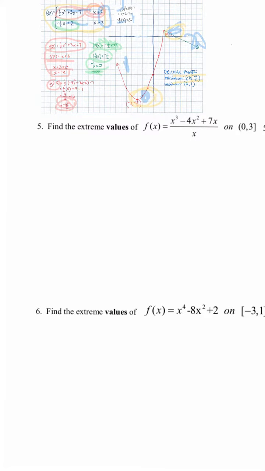So for number 5, we're asked to find the extreme values of this function on a given interval. And this function is interesting because this one has a hole, and the endpoint is actually the location of the hole. So we're going to take a look at that. Notice too, it doesn't ask for critical points, it asks for extreme values. So to me, that means it's asking not for points, but asking for the y values at those critical points.